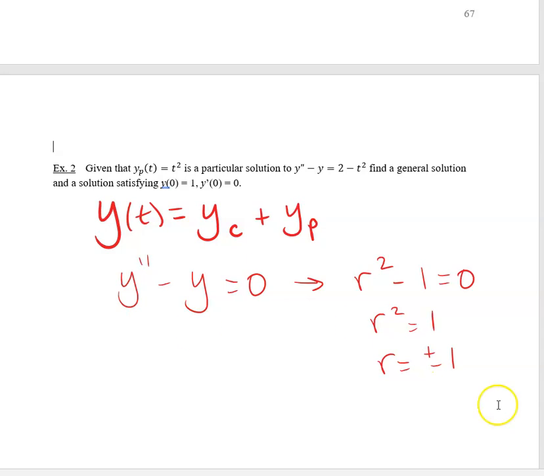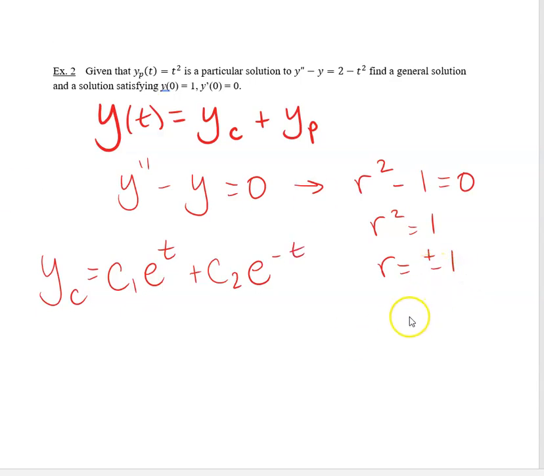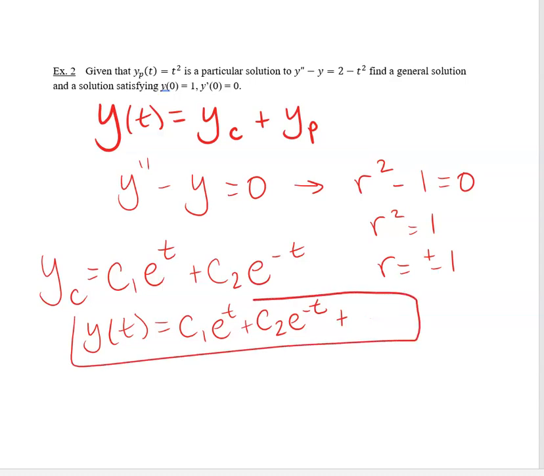Set that equal to 0, r squared equals 1, and my solutions to that auxiliary equation are plus and minus 1. Those are two distinct solutions, and so that means that my complementary solution, y sub c, is going to be C1 e to the t, because r is positive 1, plus C2 e to the negative t, because r is also equal to negative 1. If we put these together, then my general solution is going to take on the form C1 e to the t plus C2 e to the negative t plus the particular solution that they gave me of t squared. So that's going to be my general solution.